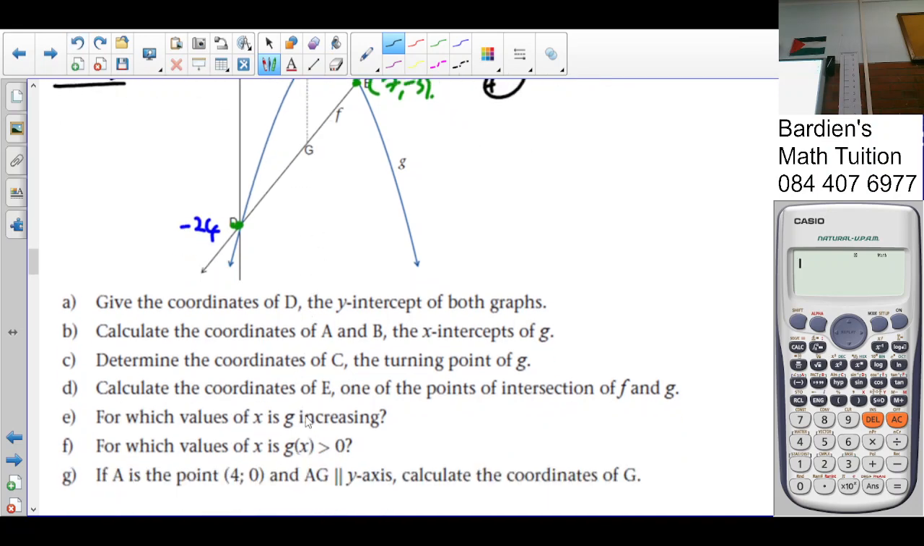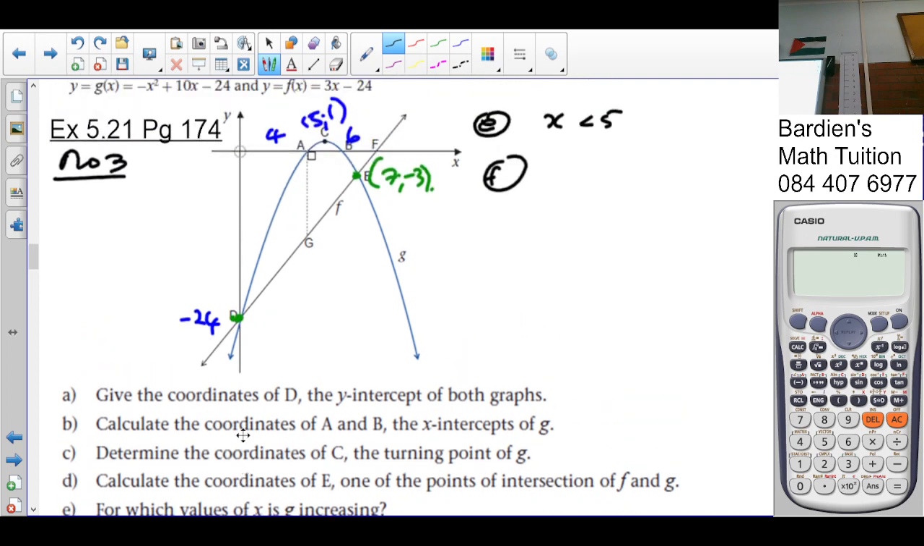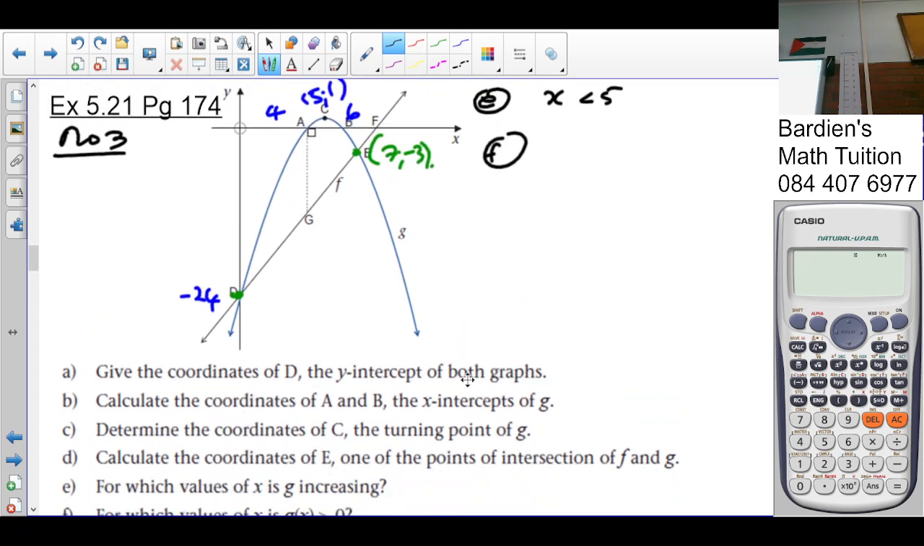The next question is, for which values of x is g of x greater than 0? What does greater than 0 mean? It has to be above what? The x-axis. That's the y is equal to 0 line. Is g above or below here?